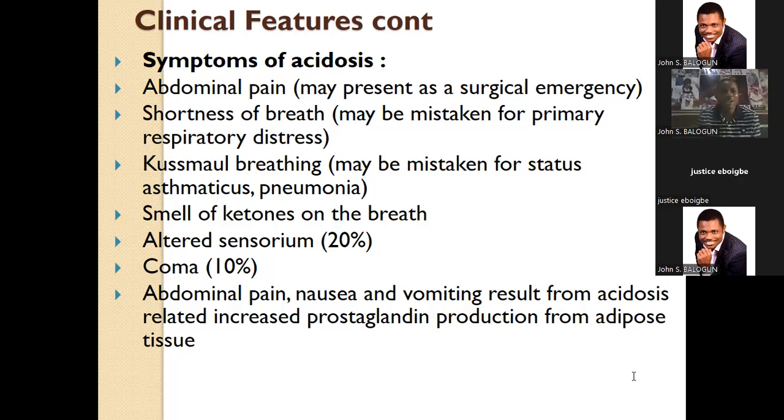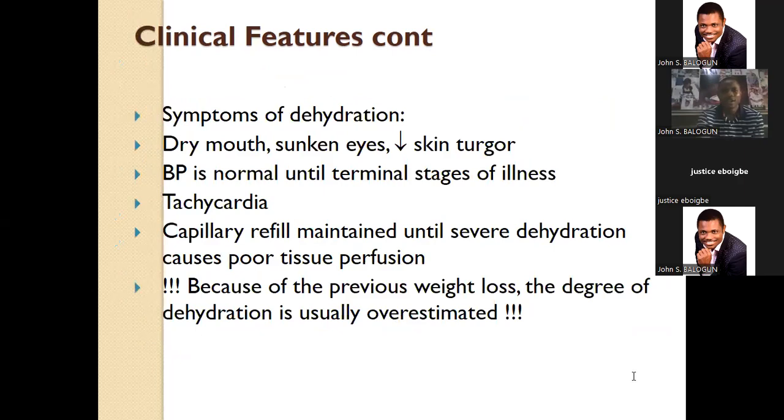Now, another feature you may see is that the patient may have a ketone smell. By the time you perceive some fruity smell of ketone from the patient's breathing, the patient will come with altered sensorium or come with frank coma. So all of these characterize the features of it. So what are other features that you can see?